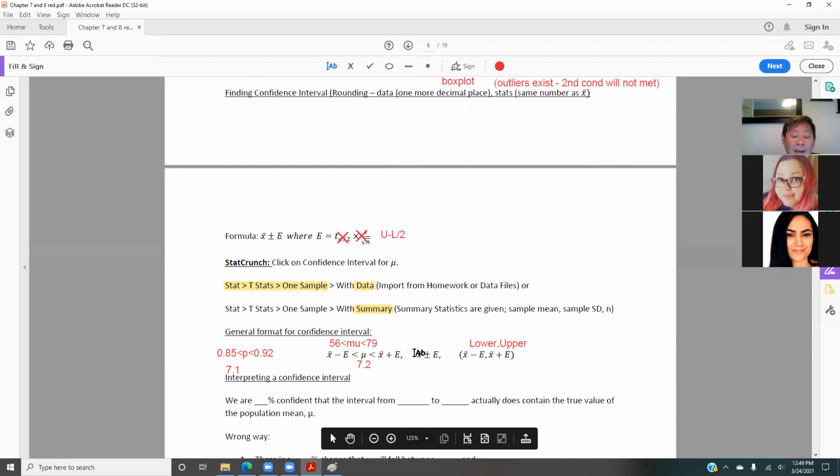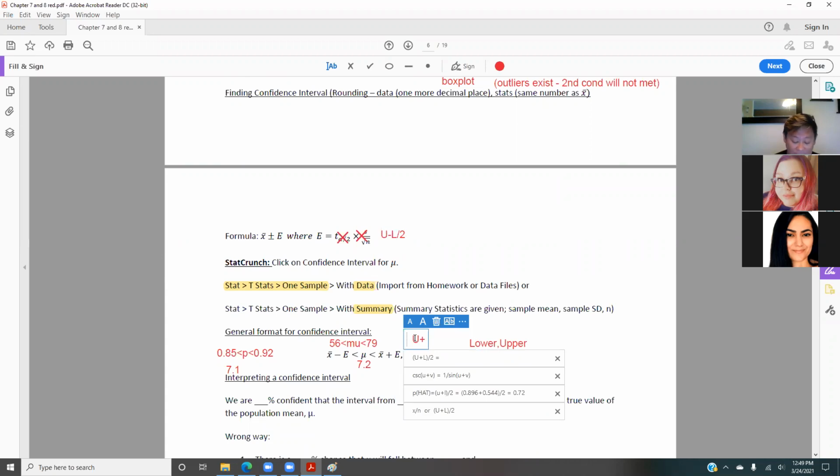You also can write it as x bar plus or minus E. Again, E is found using upper minus lower divided by 2. X bar is the sample mean. You can find it by taking upper plus lower divided by 2. So instead of minus, you add them up and divide by 2. This is how you find your mean in this case.